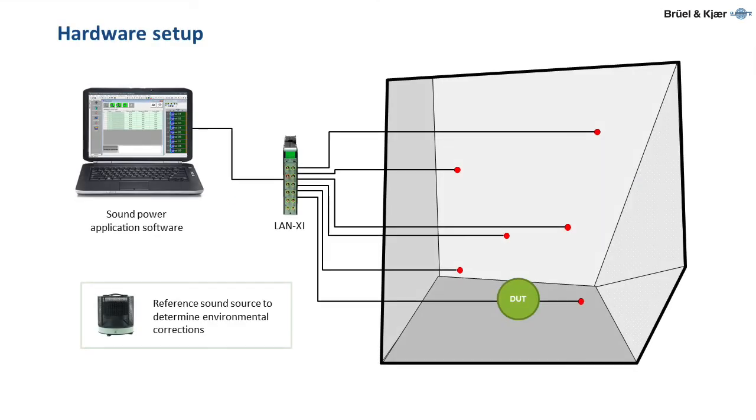The hardware setup for 7884 consists of a PC, which runs a PULSE LabShop application, which is connected to a LAN-XI front end, and a required number of microphones. The PULSE Solution 7884 contains a template for determining sound power in accordance with ISO 3741, ISO 3743 Part 1, and ISO 3743 Part 2 in a reverberation room.